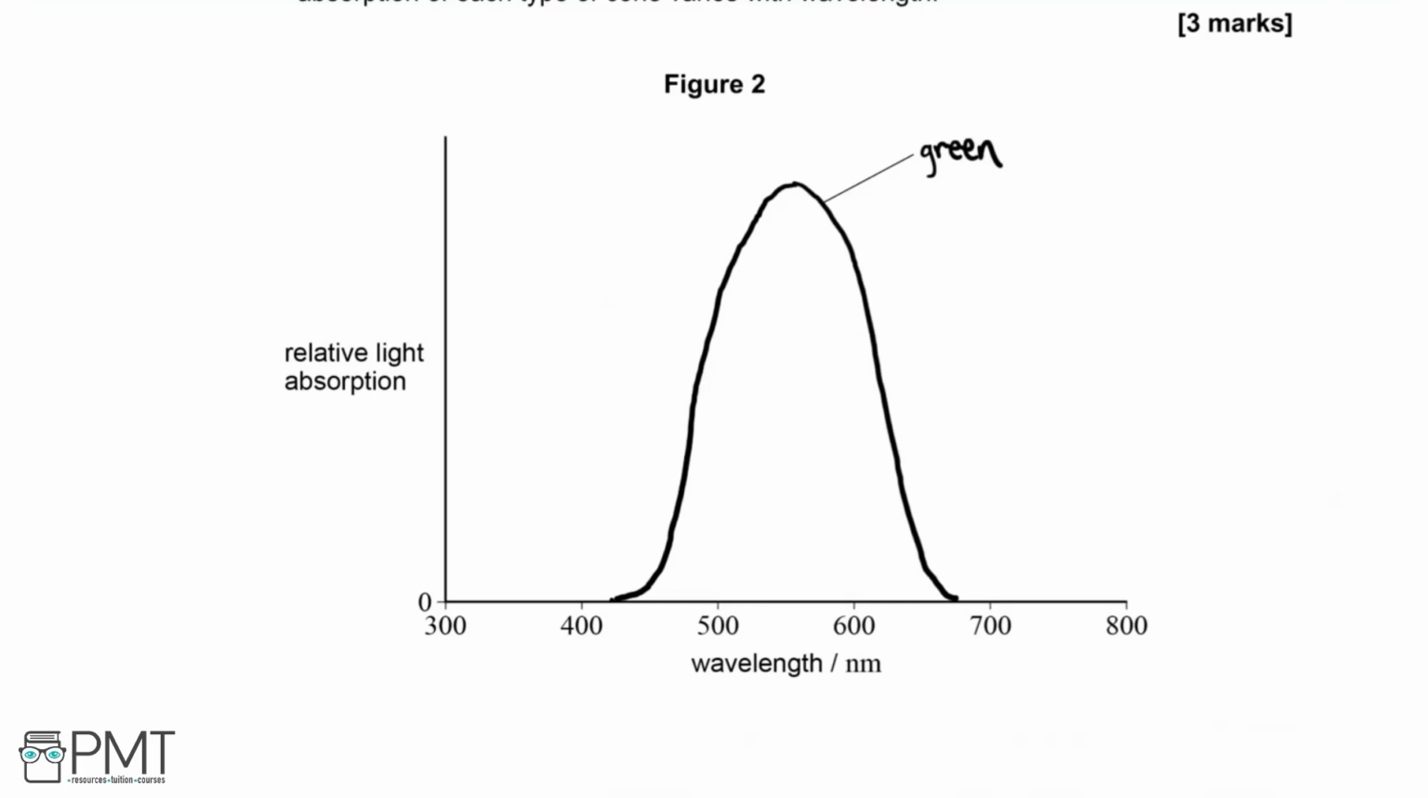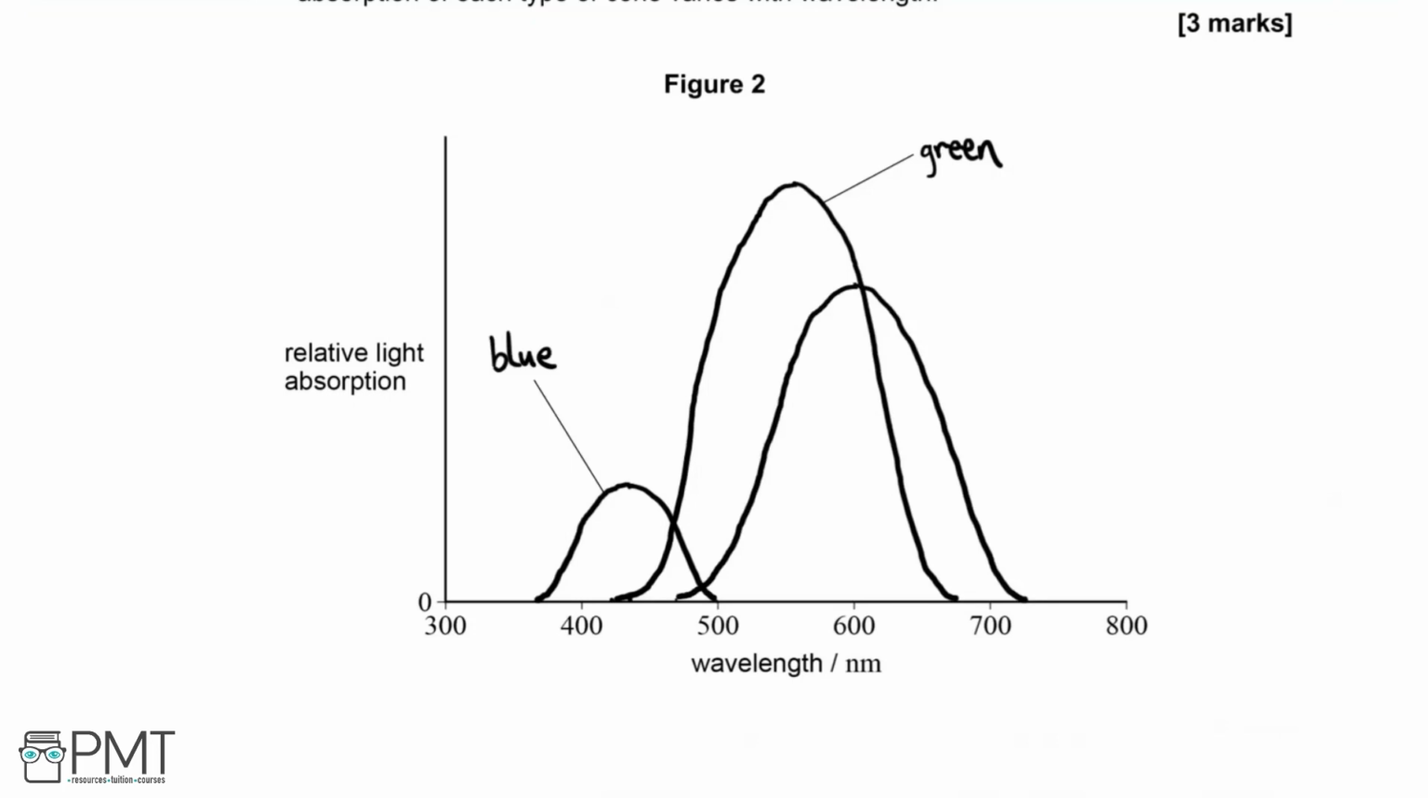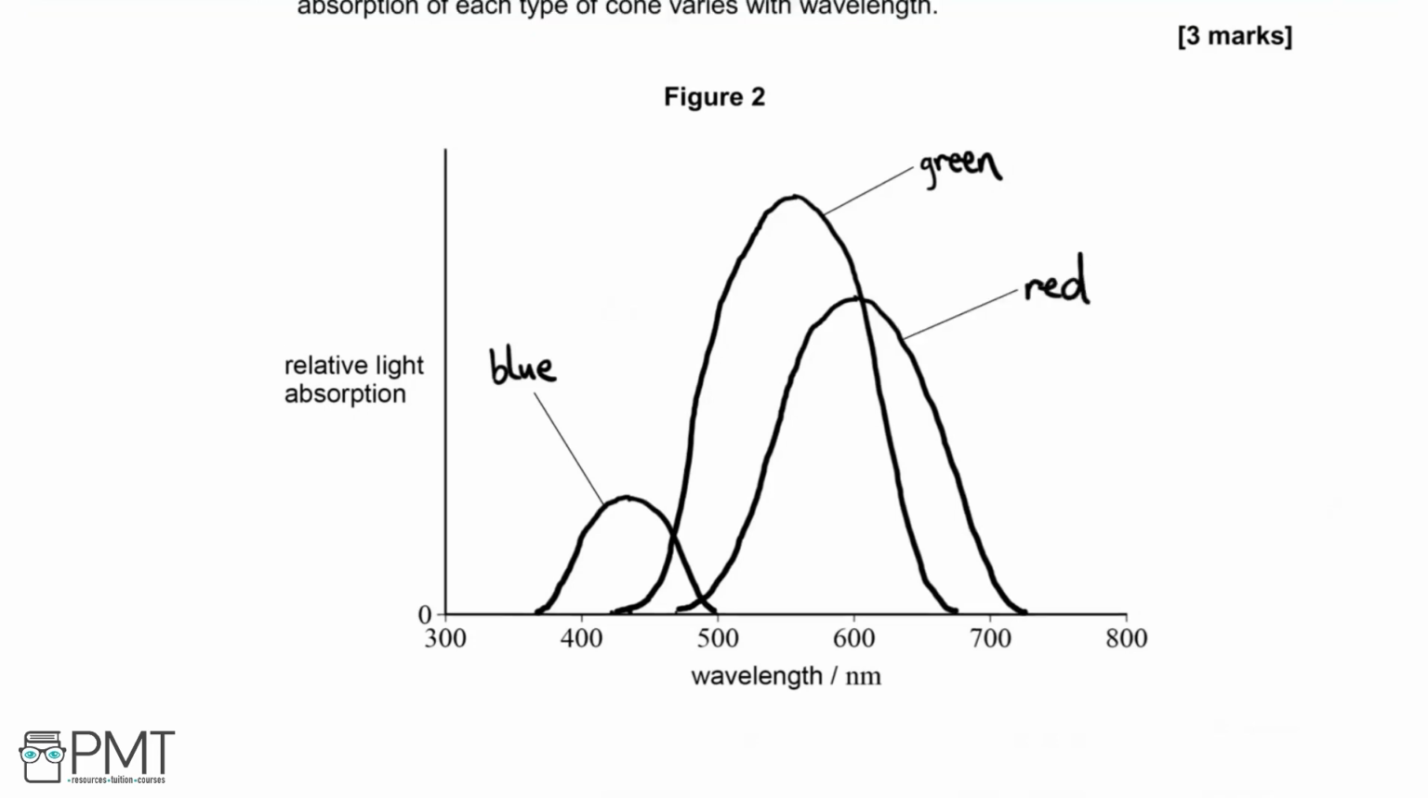So let's do the blue one next. So that's our blue curve. We need to make sure that its height is less than a third of the green curve and that it's between 375 nanometers and 500 nanometers. And then finally our red curve. And there's our red curve, which needs to be above 2/3 of the height of the green curve and be between 475 nanometers and 725 nanometers.